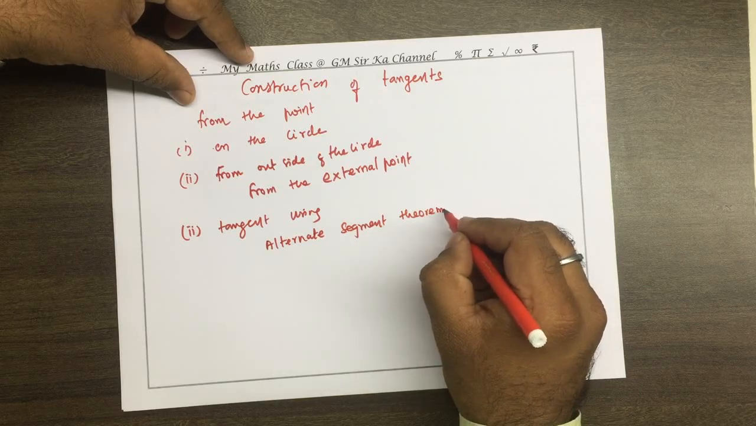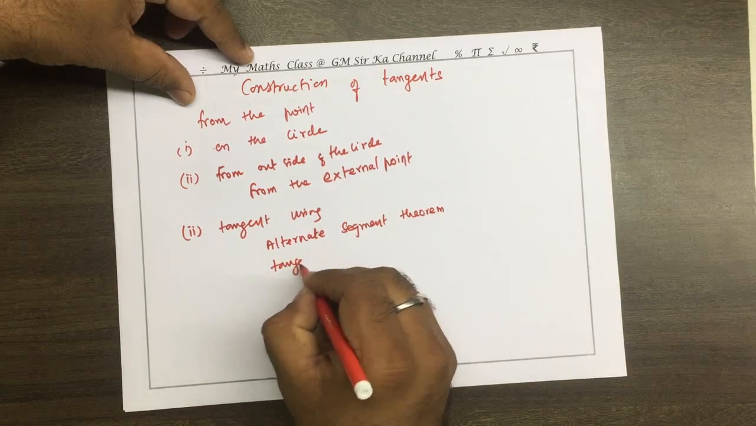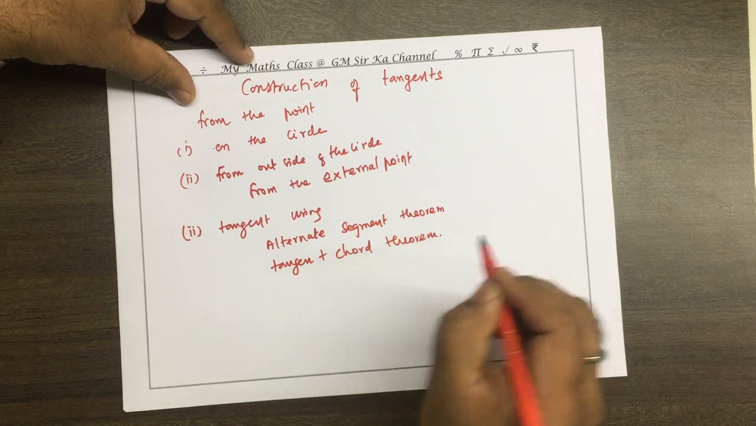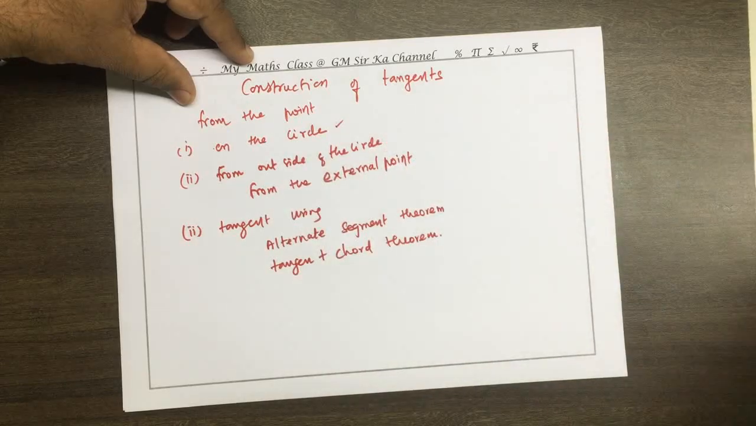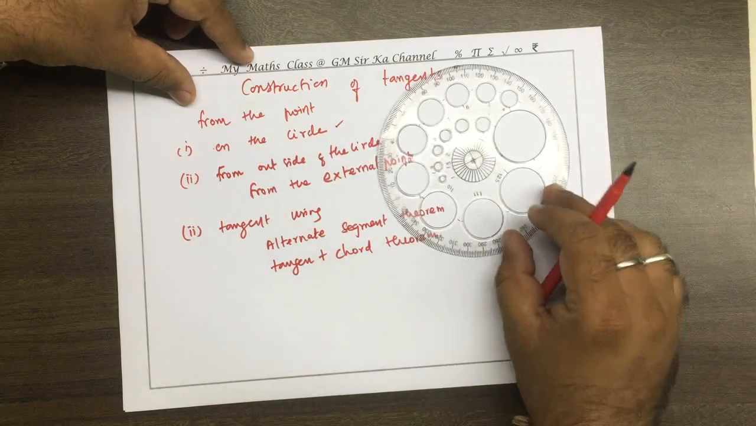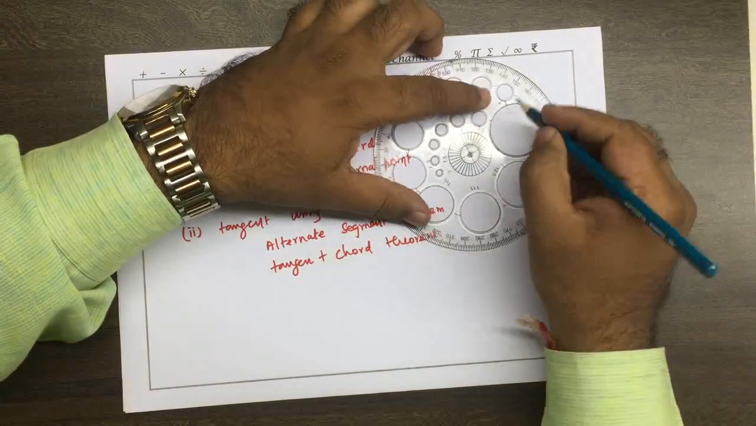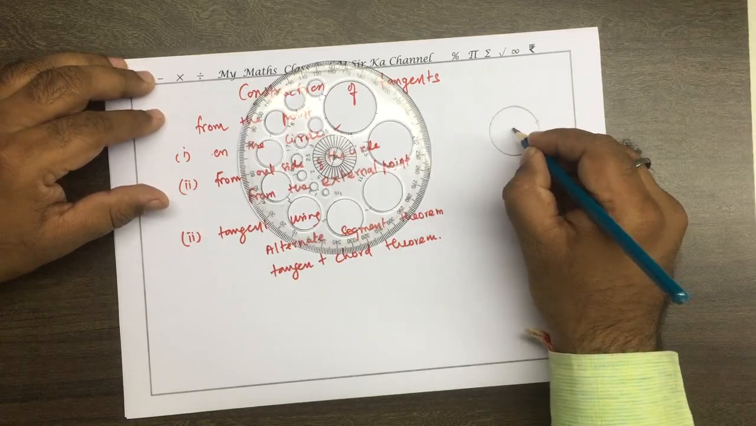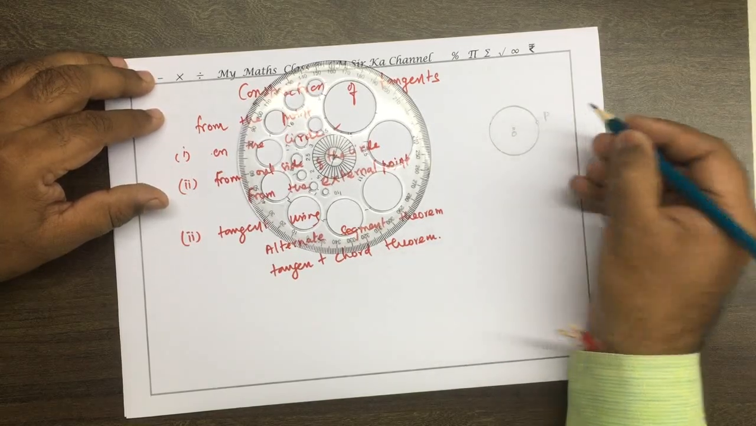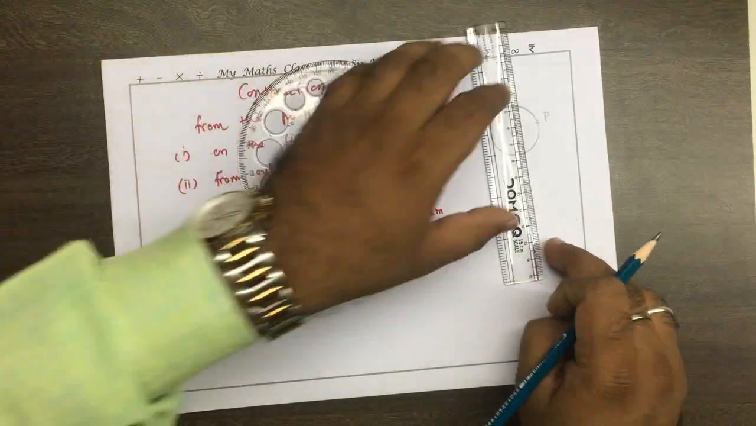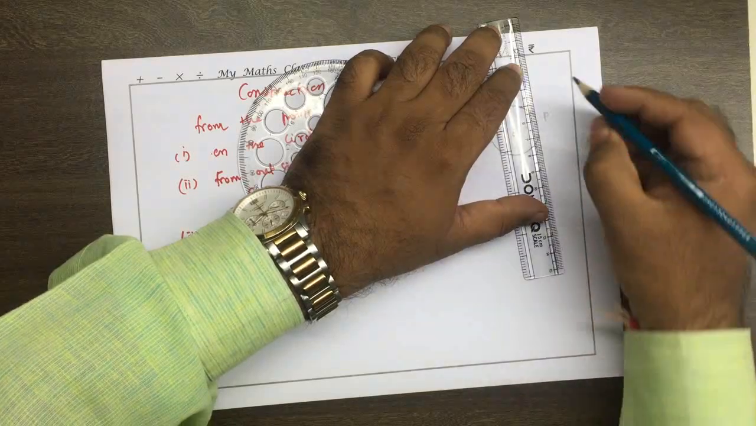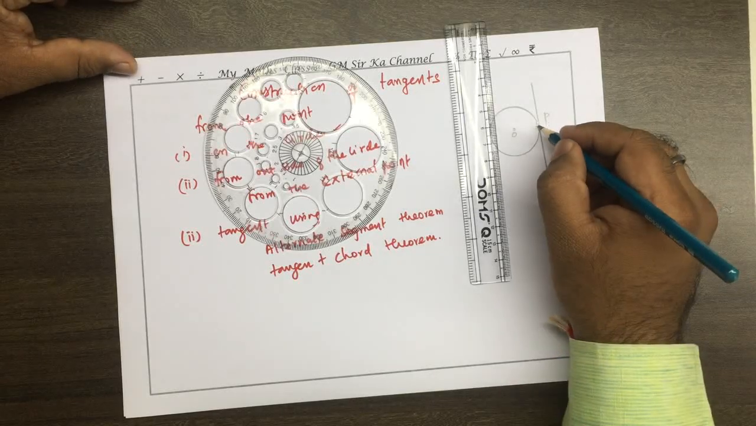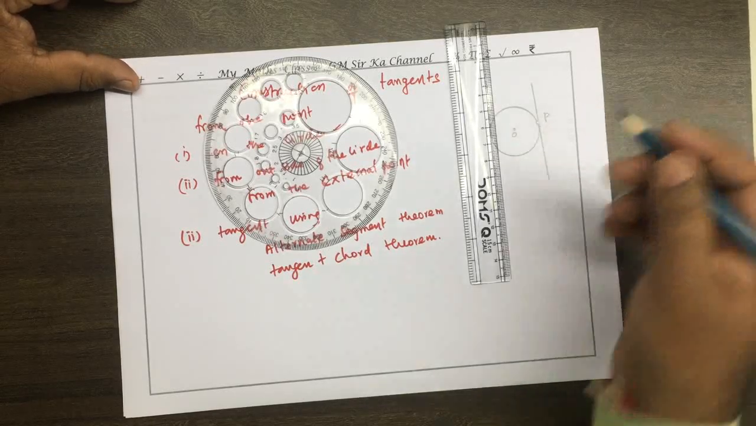We can say tangent chord theorem. So what is the meaning of the point on the circle? The tangent on the circle, the point which is on the circle. Suppose we have the circle with the center O and the point P is on the circle. So the tangent from the point on the circle can be drawn, which passes through the point and touches the circle. So in this type we have to find.